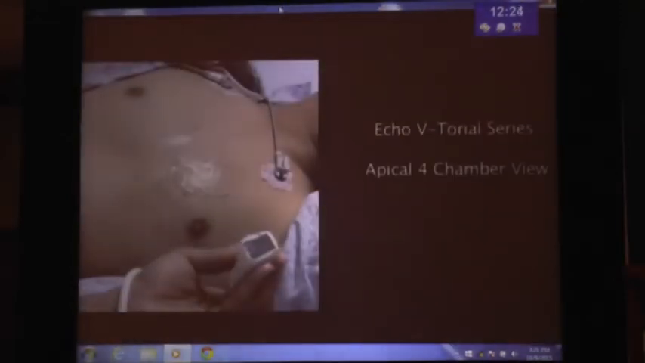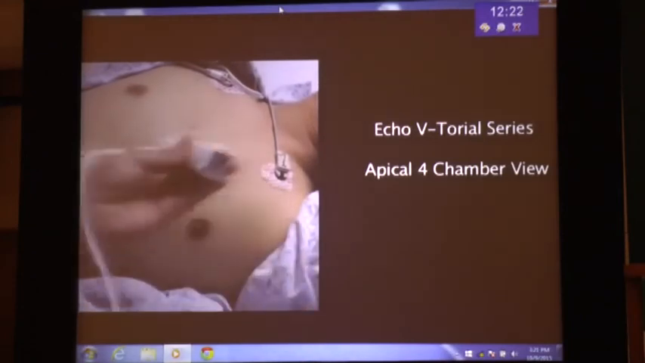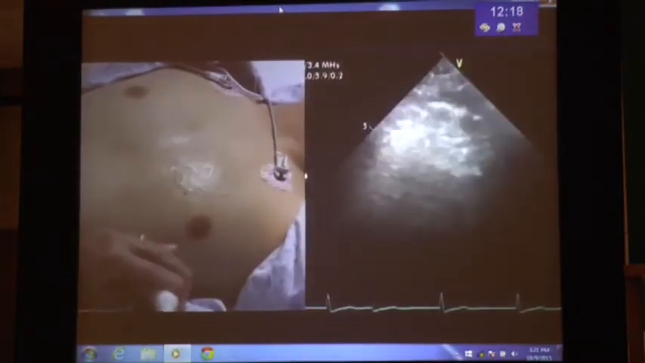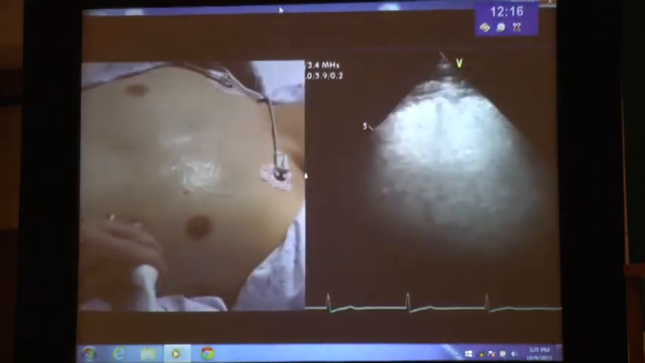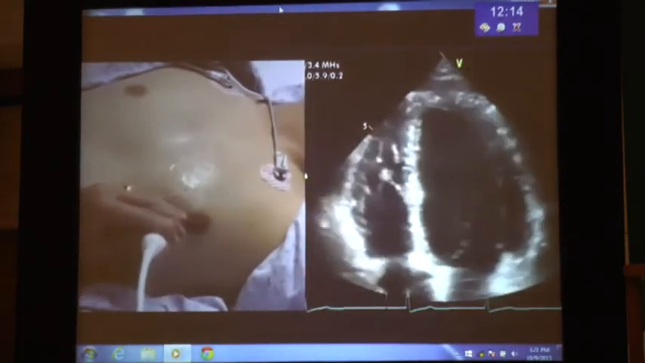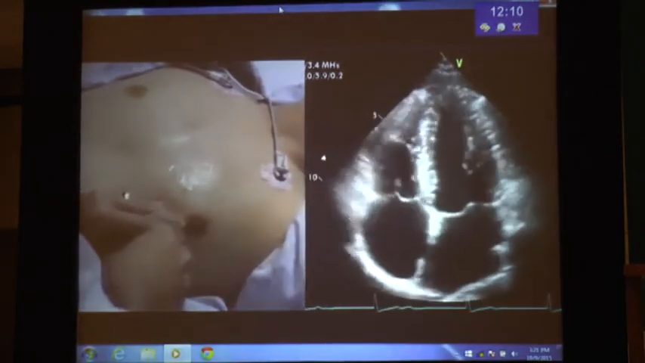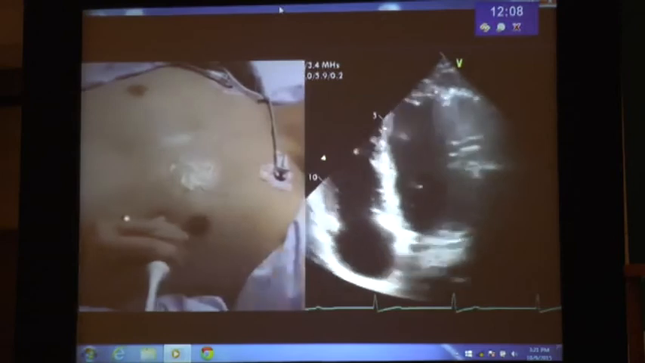Okay, this is how we do basically the cardiac surgeon's view. They have a 4-chamber view. So basically you require a transducer and you require a lot of jelly. And where we feel our apex beat, that's where you need to put your transducer. And this is a classical 4-chamber view on a 2D echocardiogram.